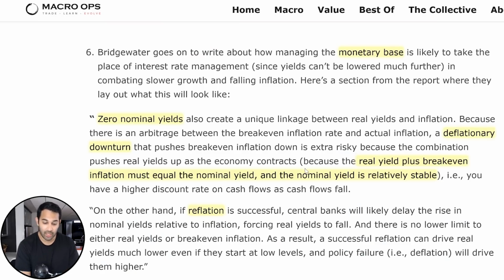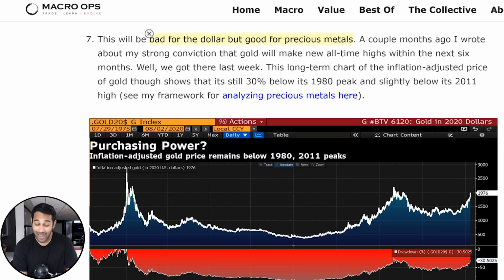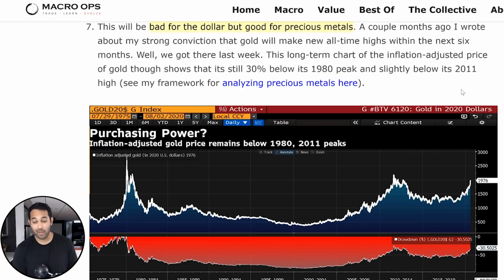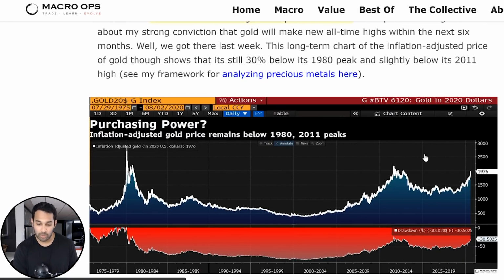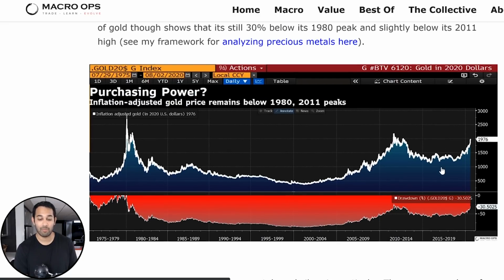So keep printing, Powell. Now this will be bad for the dollar because it's going to get blown up. It's going to be worth a lot less, but it will be good for precious metals. And gold has been on a tear. And if we look at the long-term chart of the inflation adjusted price of gold, it shows that it's still 30% below its 1980 peak and slightly below its 2011 high. So we still got some more room to go.